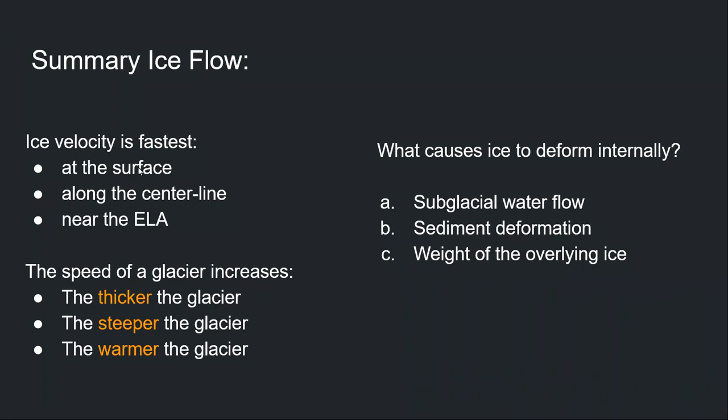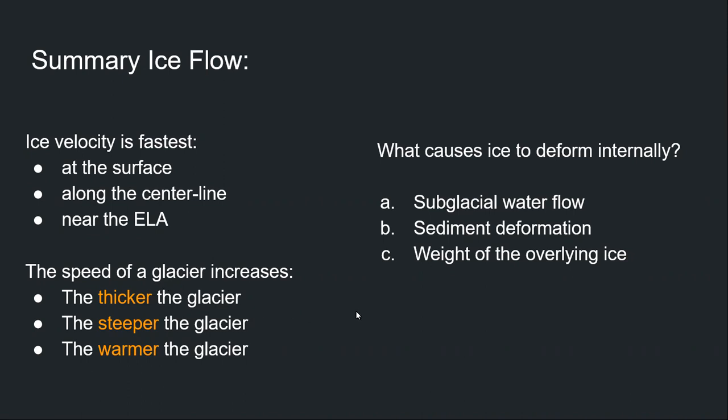As I said, ice velocity is fastest at the surface along the center line and near the ELA. I don't know if you recall that figure showing ice velocities in Southeast Alaska for some glaciers, where for valley glaciers, typically the ice will be the fastest close to the ELA. And we saw the particular case of tidewater glaciers, the Herbert Glacier in that case, where fast velocities can be sustained to the terminus, because the terminus is touching the water, touching the ocean.